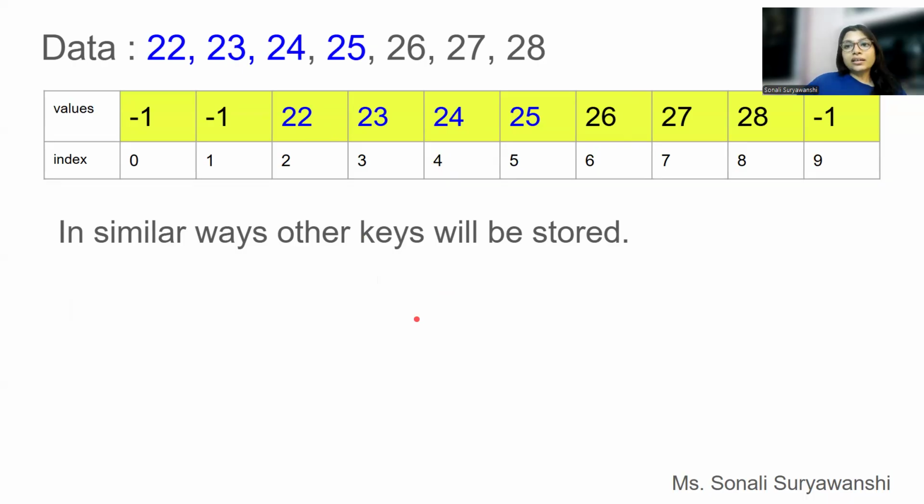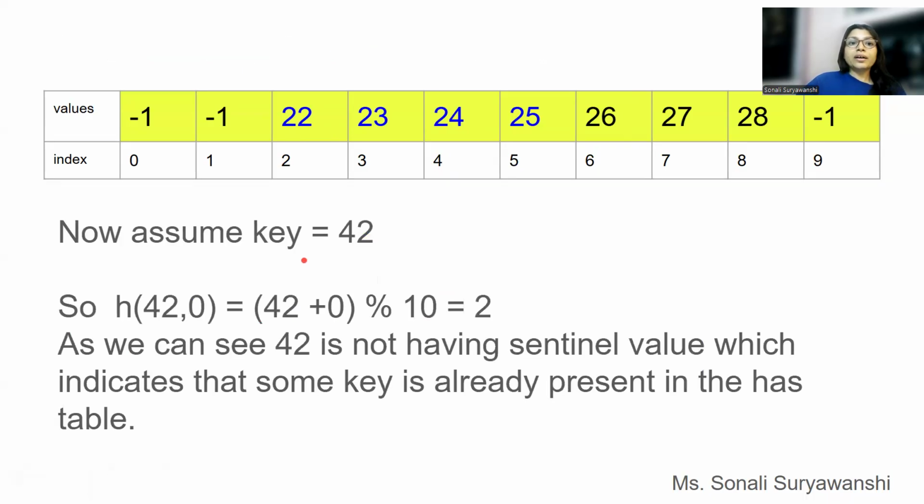Now, let us understand a scenario where, let's say, we are getting a key which is 42. If I apply it in the formula, 42 comma 0, which will be 42 plus 0 modulus 10, for this particular formula we'll get a remainder of 2. Now, as I mentioned earlier, we are going to store the keys in the hash table when that entry has a sentinel value. So if I want to store 42 at index 2, I need to see if this position has a sentinel value, which means earlier I did not store any key in that position.